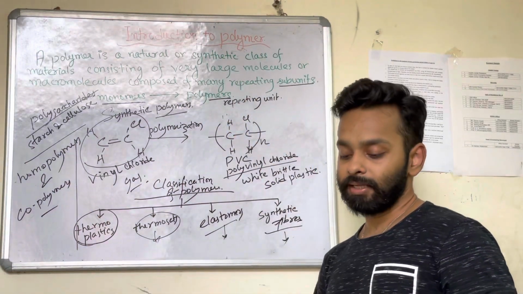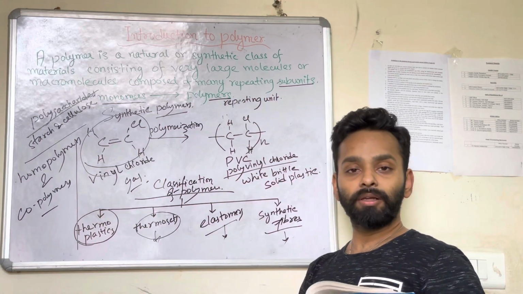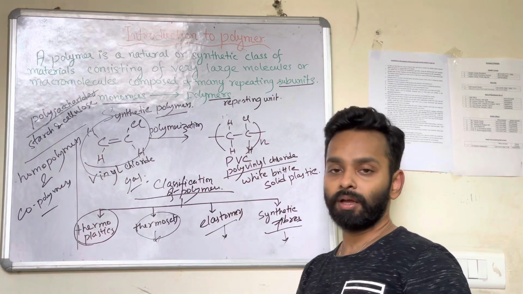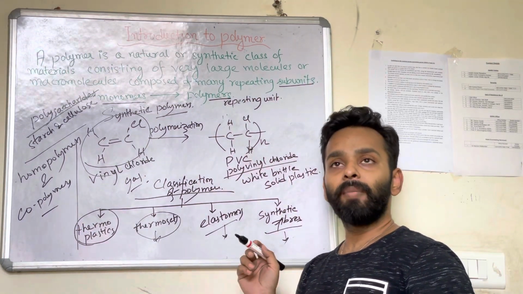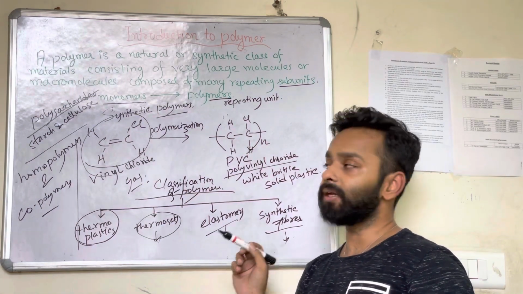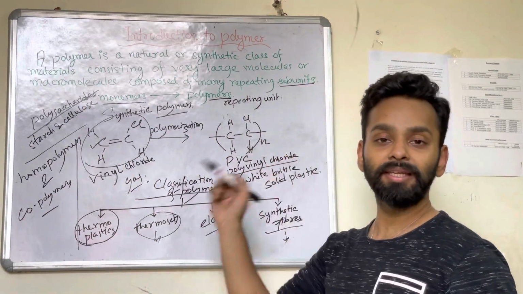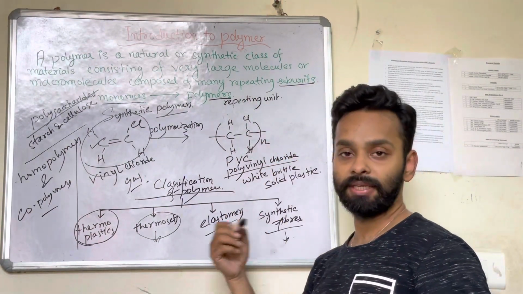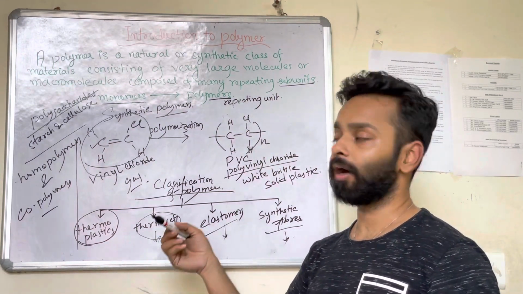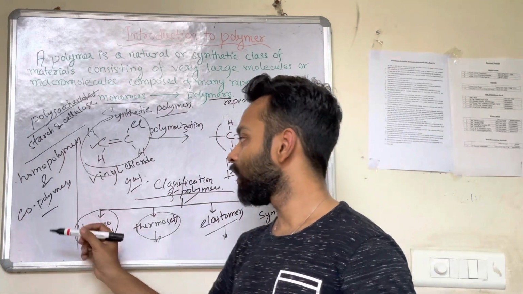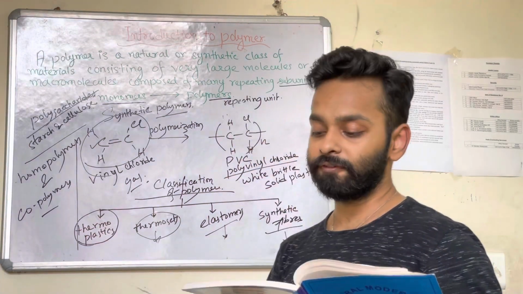As the name suggests, polymers made up of multiple copies of a single repeating unit are known as homopolymers. So a homopolymer will have multiple copies of a single repeating unit. Both the examples, vinyl chloride and ethylene, polyethylene, which we have seen in this video, are examples of a homopolymer.